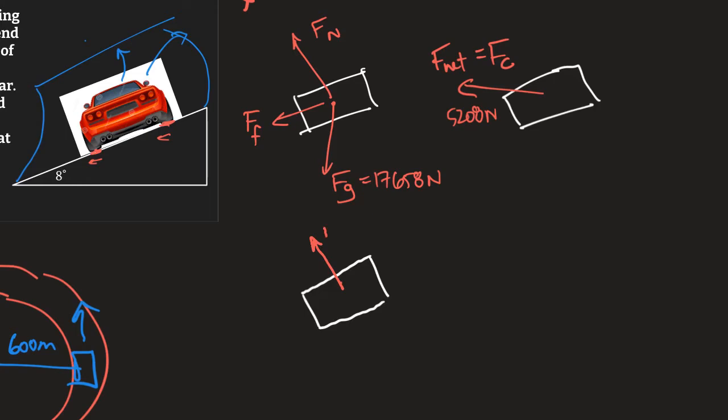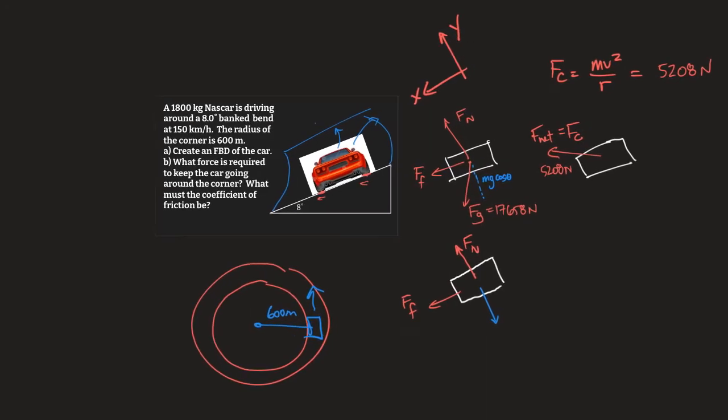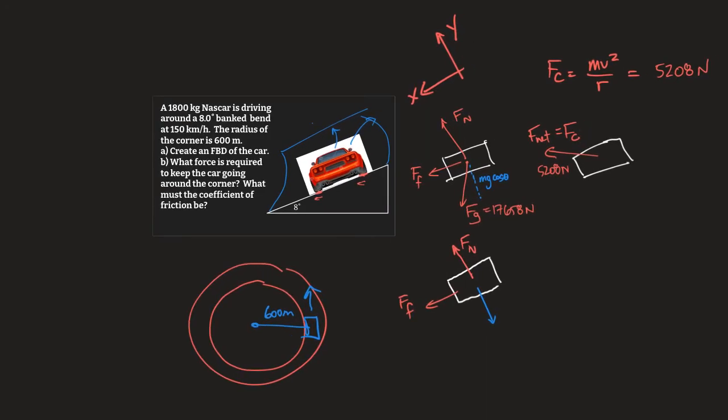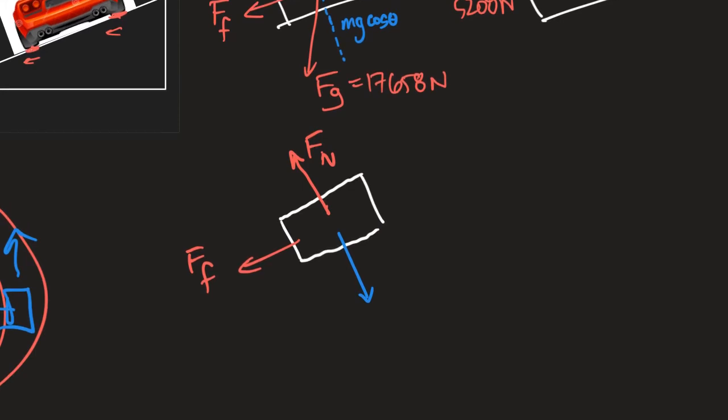So here we have a normal force, which we still don't know the value of, and the friction force, which we still don't know the value of. But the gravity we can divide up into its x and its y components. I'm going to do those in blue just to separate them. This component here is going to be m times g times cos of the angle of the slope. If our mass is 1800 times 9.81 times cos of the slope, which is 8 degrees, that comes out to a pretty big number.